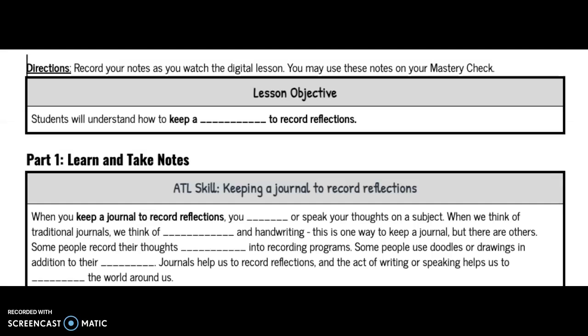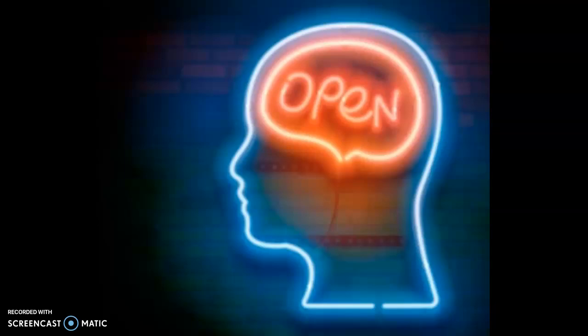When you keep a journal to record reflections, you are writing or speaking your thoughts on a subject. When we think of traditional journals, we usually think of notebooks and handwriting. This is one way to keep a journal, but there are also others. Some people record their thoughts verbally into recording programs. Some other people use doodles or drawings in addition to their writing. Journals help us to record reflections, and the act of writing or speaking really helps us to process the world around us. So let's talk about how we keep a journal to record reflections.